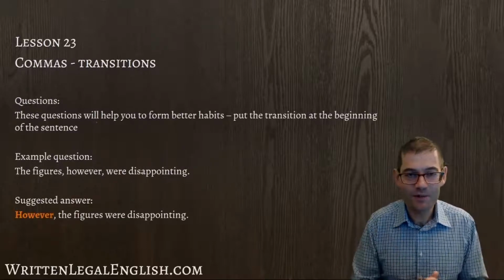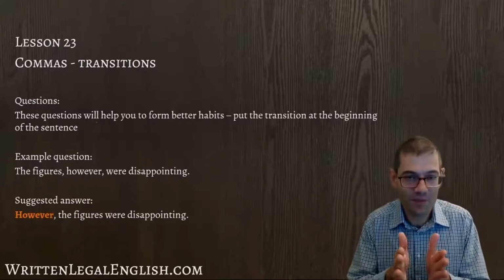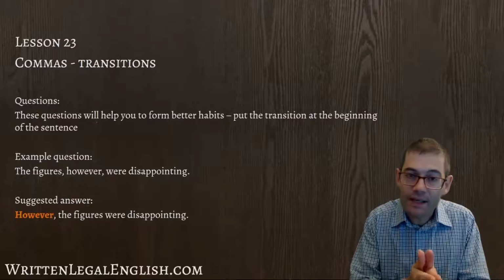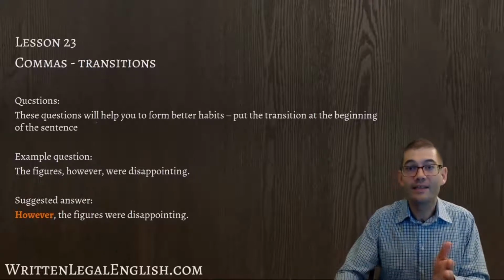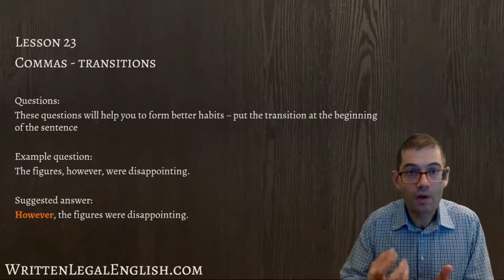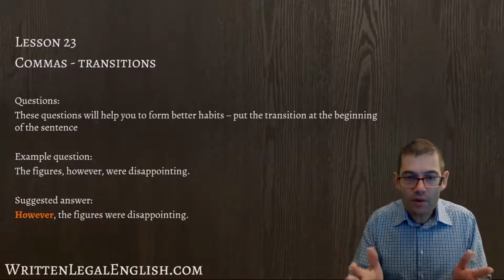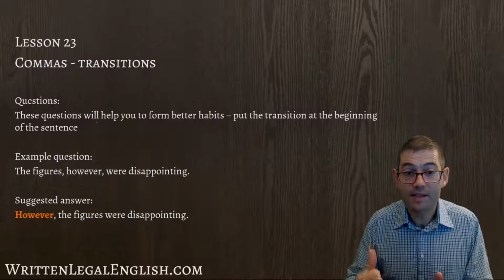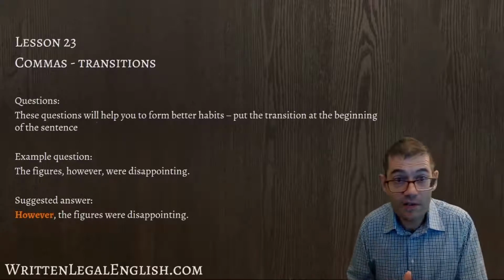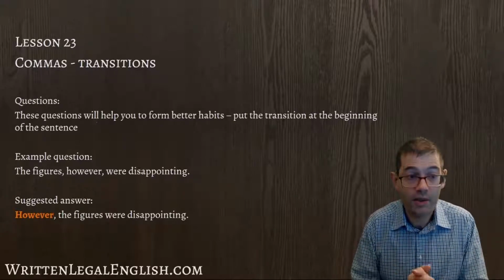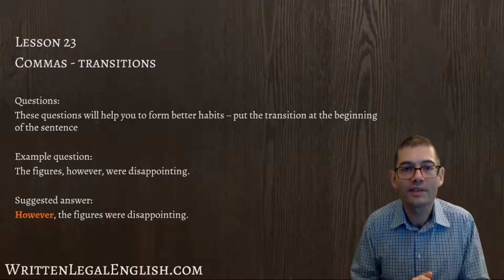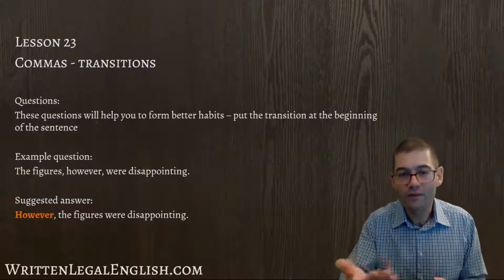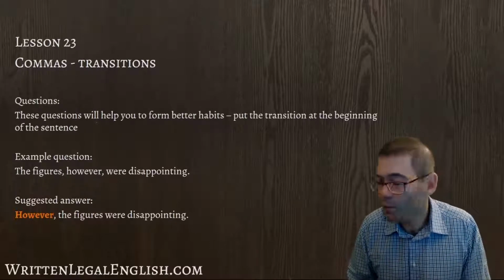Okay, time for some questions. Now, these questions are going to be simple, and the reason for that is that I want you to start thinking about the problem and start developing good habits. So all you have to do is things like this. Put the transition at the beginning of the sentence. So you'll see a question like, "The figures, however, were disappointing." All you have to do is write, "However, comma, the figures were disappointing." All you have to do.